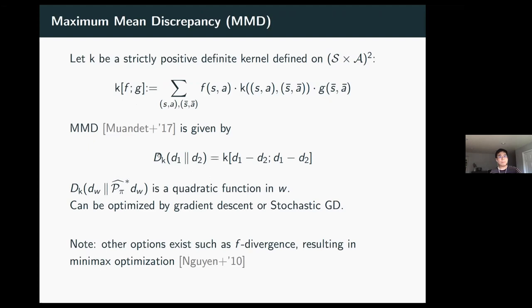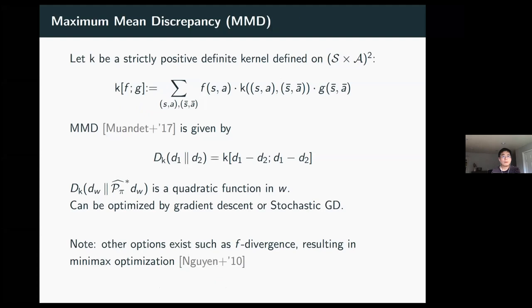And then the MMD is defined by this. If you have distributions D1 and D2, the MMD is K applied to D1 minus D2 and D1 minus D2. The good thing about this is that when K is strictly positive definite, this D_K function is zero if and only if D1 equals D2. So you can use D_K as a choice for the D here in the black box estimator.